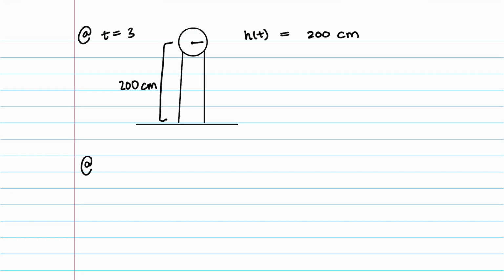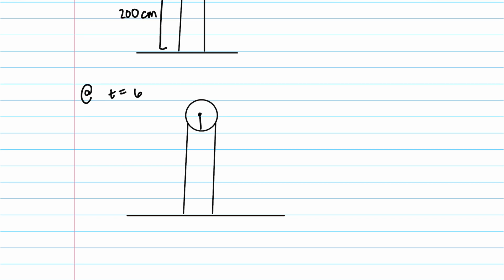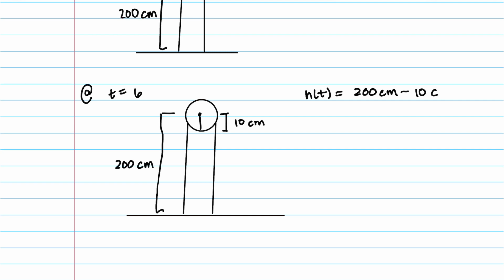Now, at time is equal to 6, our hour hand assumes the following position. In this scenario, to get the distance between the tip of the hour hand to the floor, we'll subtract the 10 centimeters from the 200 centimeters, and that's going to give us the distance between the tip of the hour hand to the floor, which is 190 centimeters.